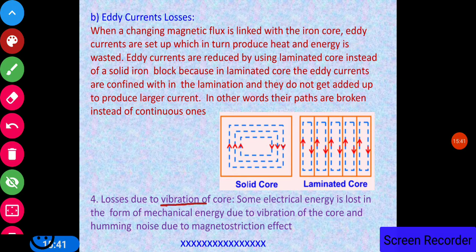Now, some losses are due to the vibration of the core. Some electrical energy is lost in the form of mechanical energy due to the vibration of the core, and a humming noise is produced. This is known as the magnetostriction effect. Whenever the transformer is used, there is a vibration in the core due to which some energy is also wasted.